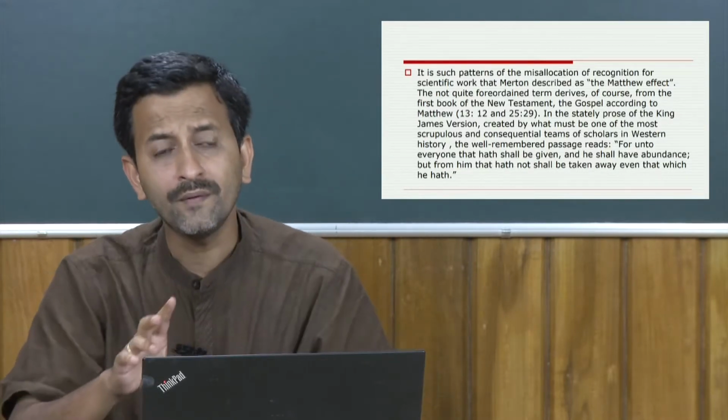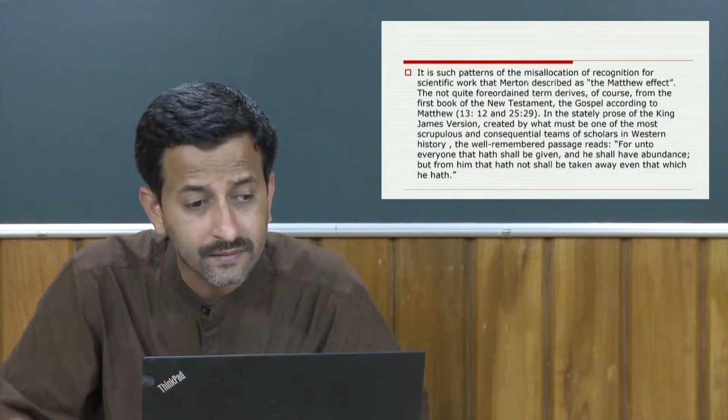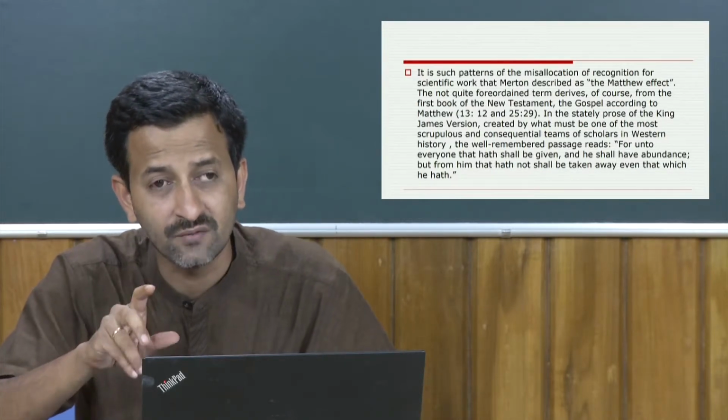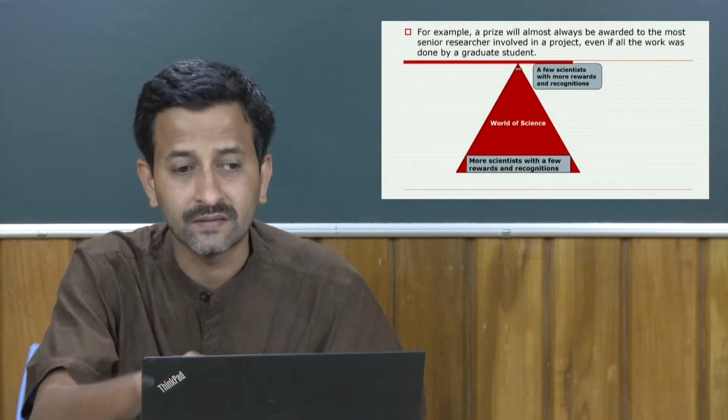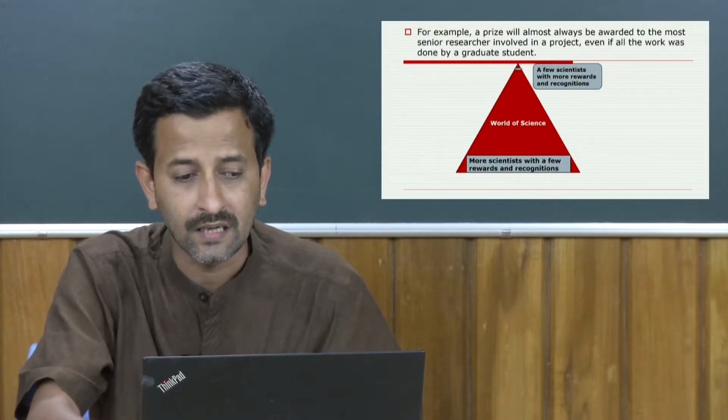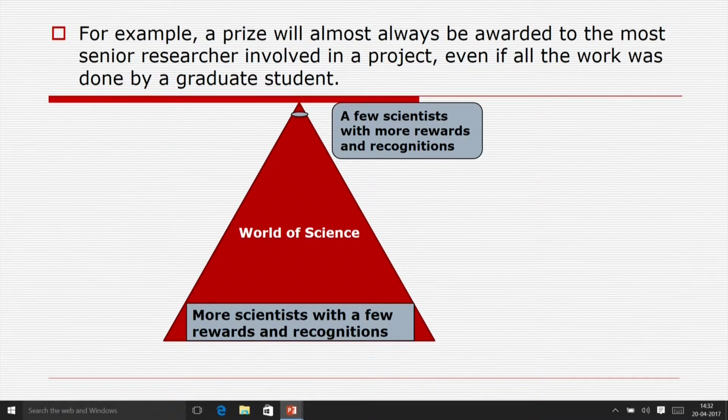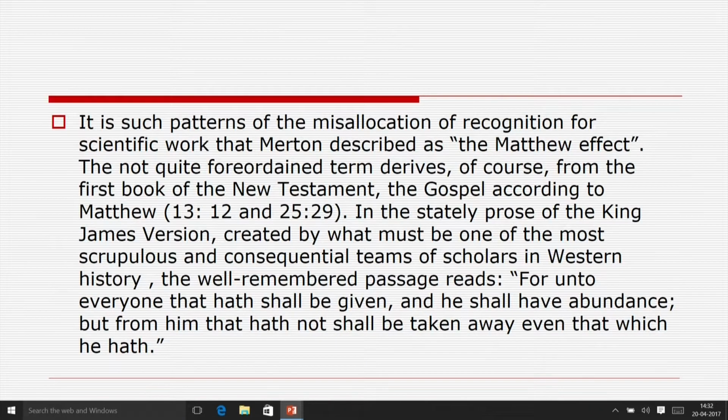Now, if you look at this misallocation of rewards and recognitions that we have seen in this slide, in the world of science, where more scientists are endowed with very few rewards and recognitions, and a very few scientists with more rewards, recognitions and accolades. What do we find? It is such patterns of misallocation of recognition for scientific work that Merton described as the Matthew effect. The not quite foreordained term derives, of course, from the first book of the New Testament, the Gospel according to Matthew.